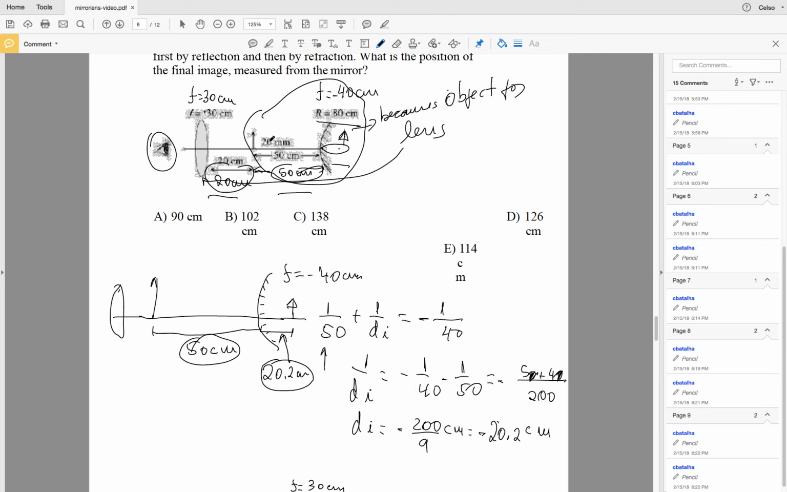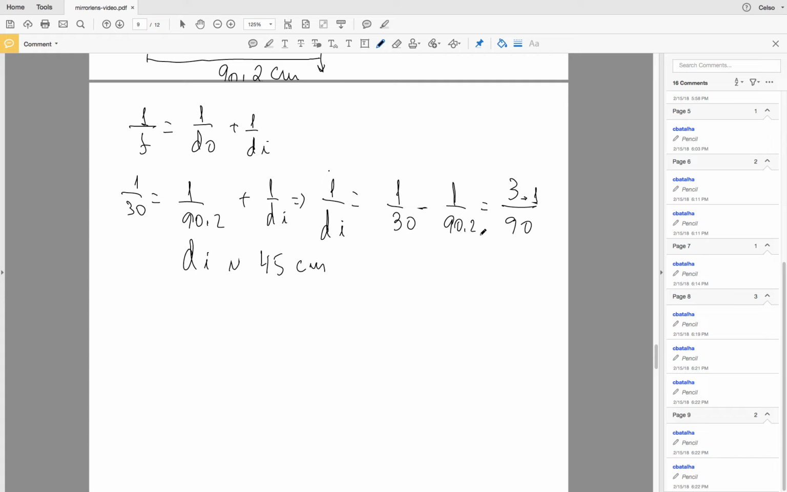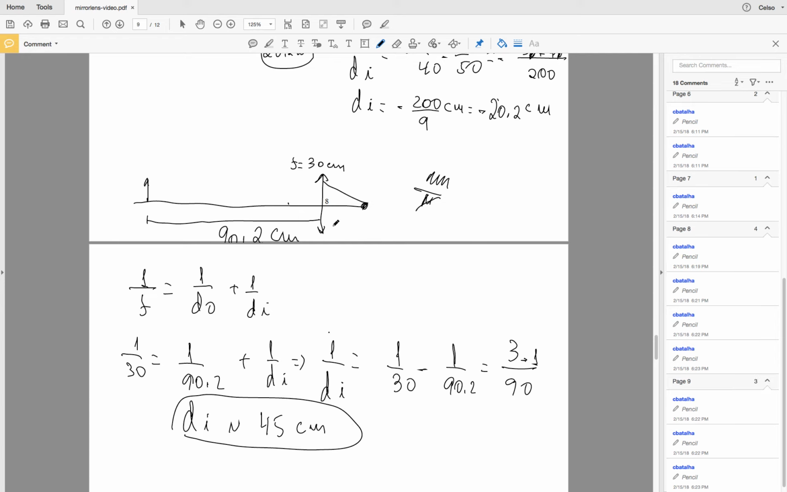The image of this object is formed behind this mirror, so this image becomes 22.2 plus 50 plus 20 from the lens, which is 90.2. And I'm rounding here. Instead of 90.2, I'm putting 90. And then it's 3 minus 1, 2, 45 centimeters. So the image distance is formed behind the lens. So it's positive in number and obeys the convention. And this distance is pretty much 45 centimeters.